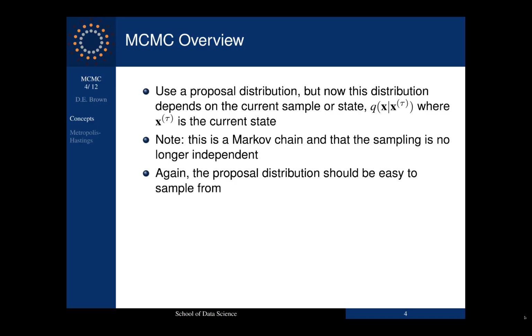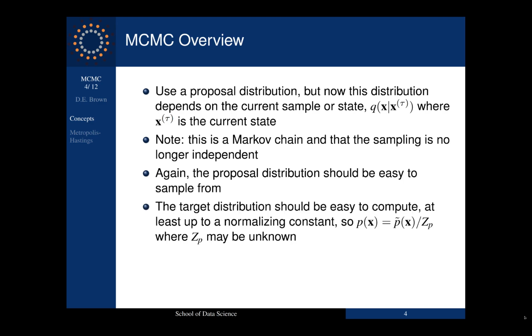So the proposal distribution, as we saw in Monte Carlo sampling, should be easy to sample from. And the target distribution should be easy to compute, at least up to a normalizing constant. So we typically write the target distribution, P of x, as P tilde of x, where the portion of the original target distribution P of x that we're not worried about is a normalizing constant, and we call that Z of P. And it may be unknown. The distribution may be complex up to a certain point, but we've got to at least be able to calculate the kernel of the distribution.